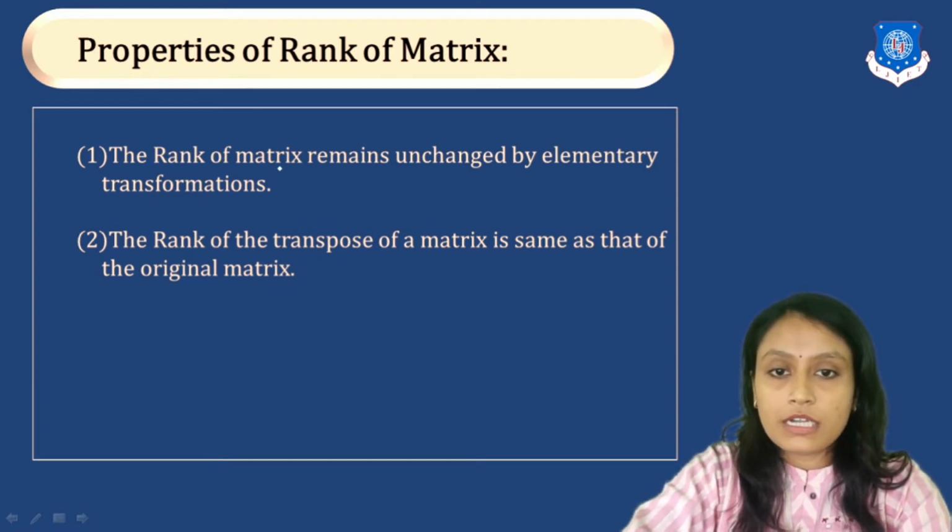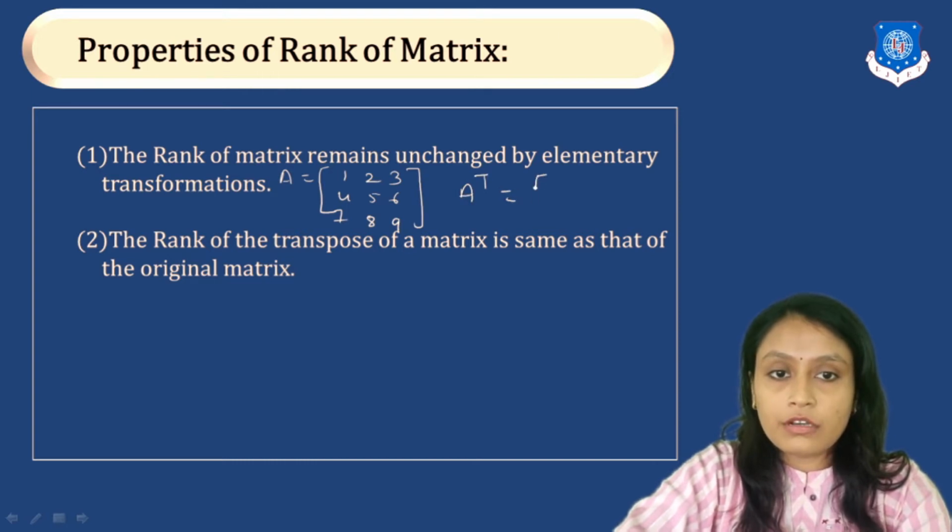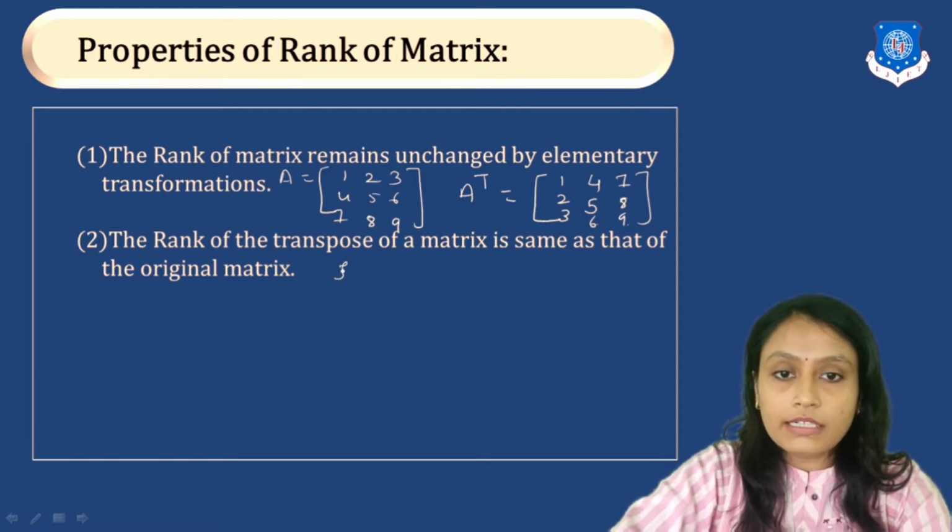So firstly we'll study what is transpose. For example, let's consider one matrix 1, 2, 3, 4, 5, 6, 7, 8, 9. Now its transpose, that is A transpose. Here we have to interchange rows and columns. So this row will become column. Here we have first row 1, 2, 3, so it will become the column 1, 2, 3. Next here we have 4, 5, 6 and then 7, 8, 9. So this is your A transpose. This property states that rank of A transpose is equal to rank of matrix A.